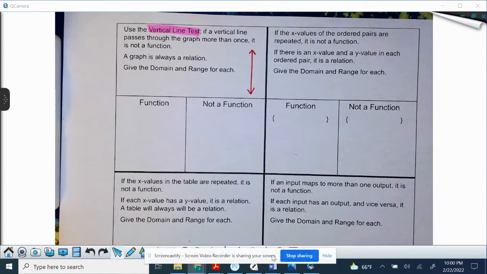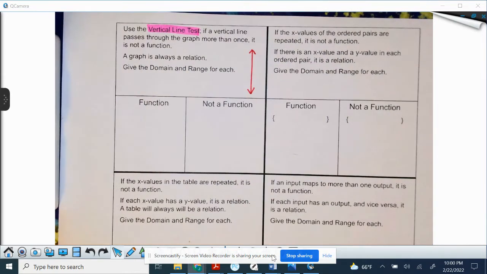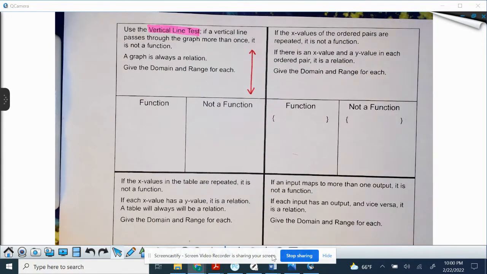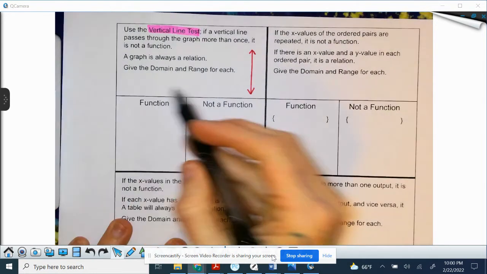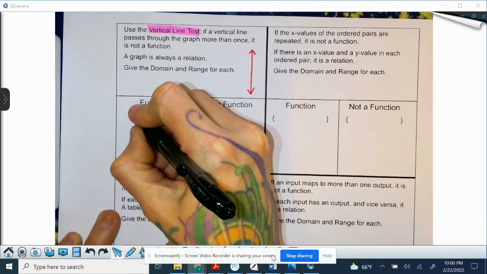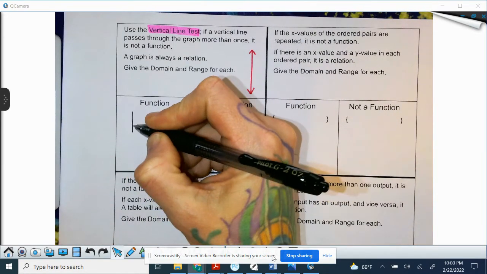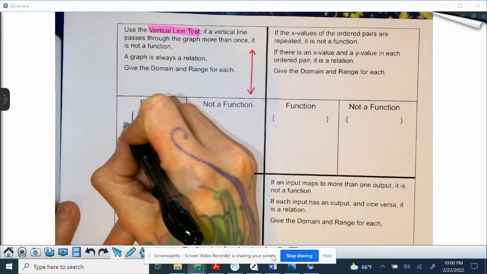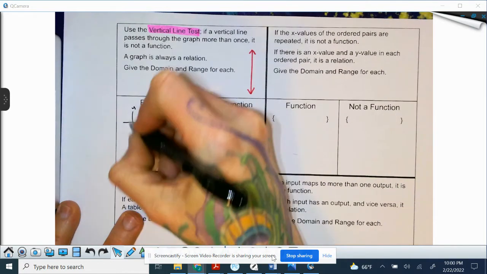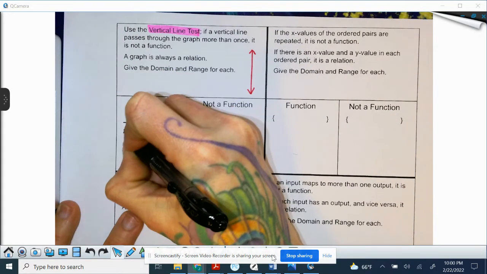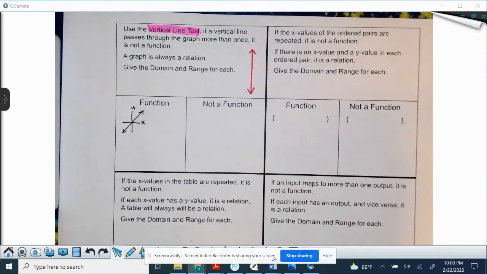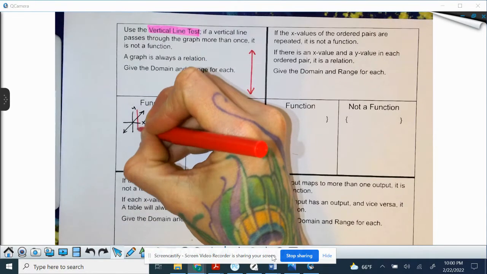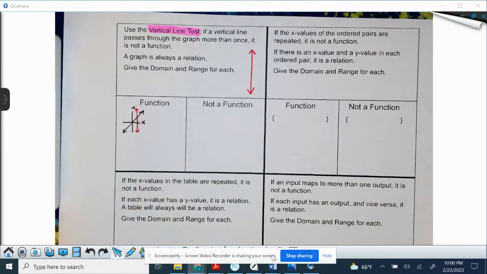So on here, we're going to put a graph is always a relation. We're going to get the domain and the range for each, but in this case, we're just going to look at sketches for our graphs. We're not going to worry about the domain and range right now. So if we have our x and our y axis, and we have a diagonal line, like a linear graph, if we put our vertical line on that and slide it left and right, at any point will it touch that diagonal line twice? It will not. So that means that it is a function.